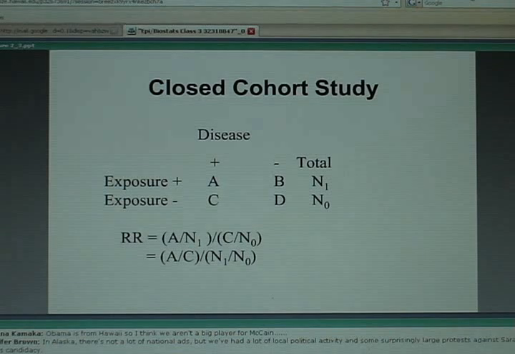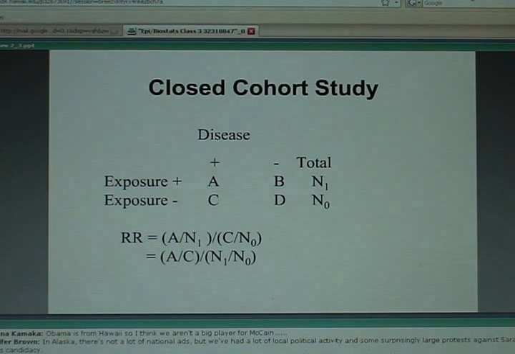We also have a non-exposed group. N0 people who are not eating spam, C of them develop diabetes, D of them do not. So C divided by N0 would be the risk of developing diabetes among the people who are not eating spam. And the risk ratio, if you remember, is the risk among the exposed people, A divided by N1, divided by the risk among the non-exposed people, C divided by N0. But mathematically, this calculation of a risk ratio can also be calculated by doing the following. First, divide A by C, then divide that quotient by N1 over N0.